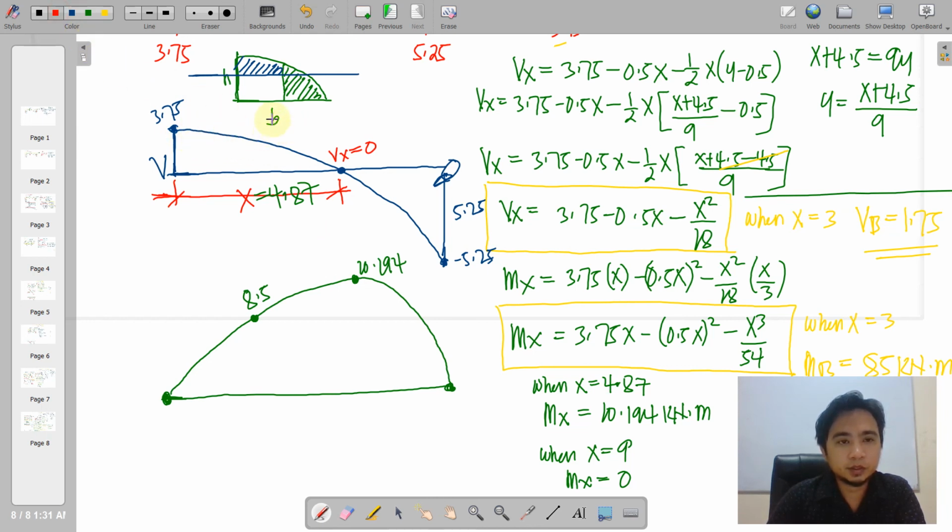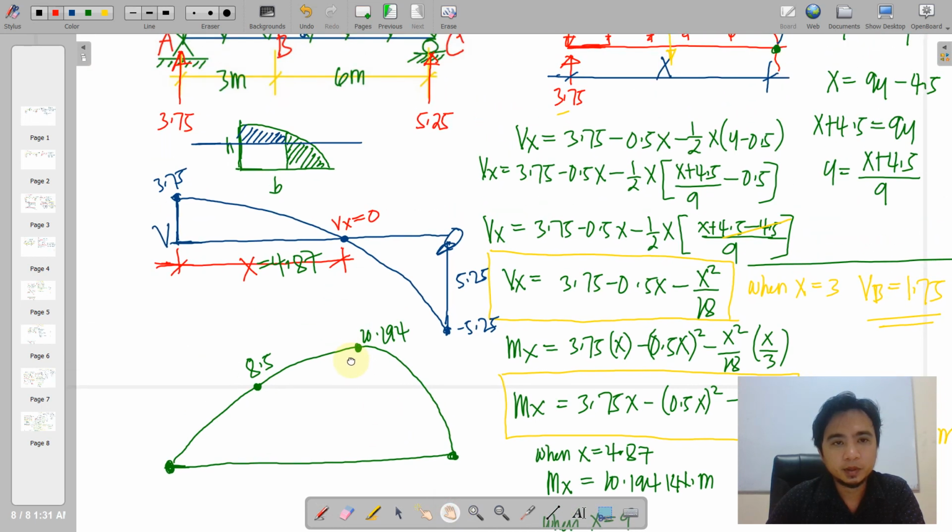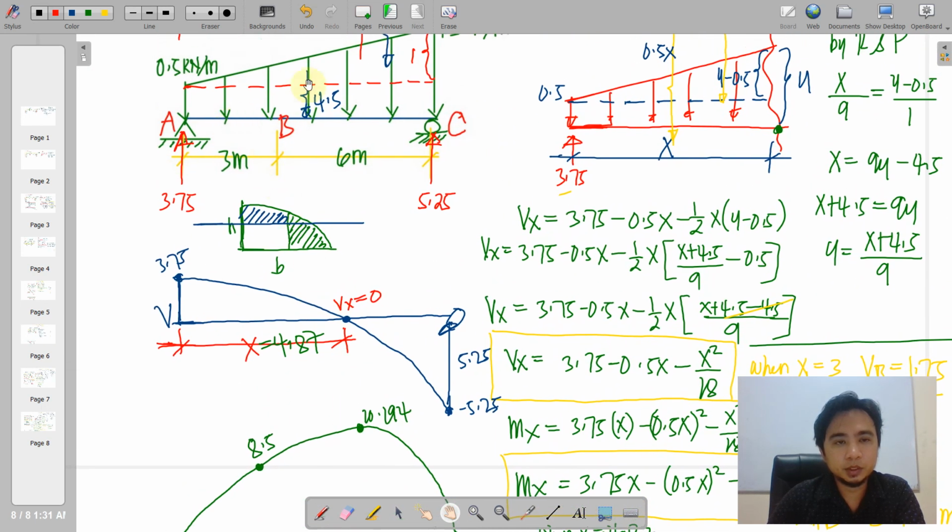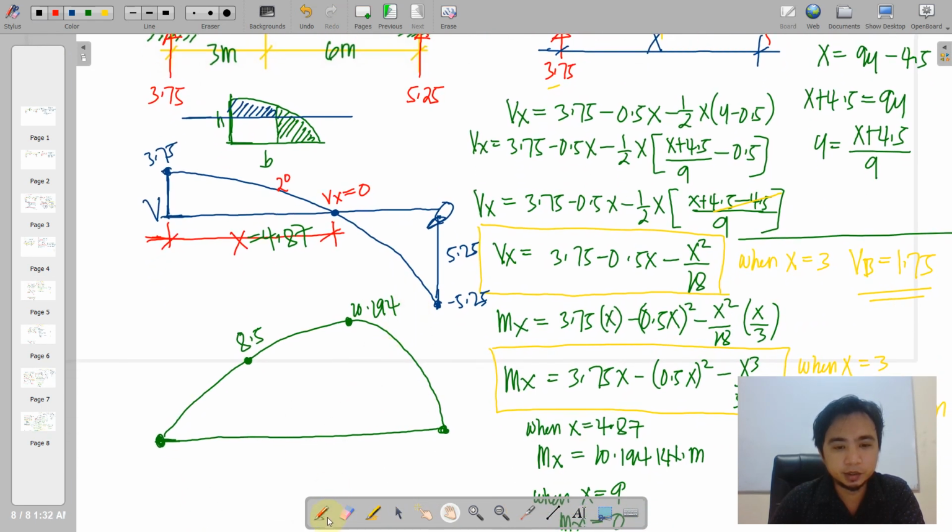So of course, the first degree is the loading. So just add 1 there. Therefore, this is a second degree curve or parabolic curve, and this one is a third degree curve. So this is the shear and moment diagram closest to 0.